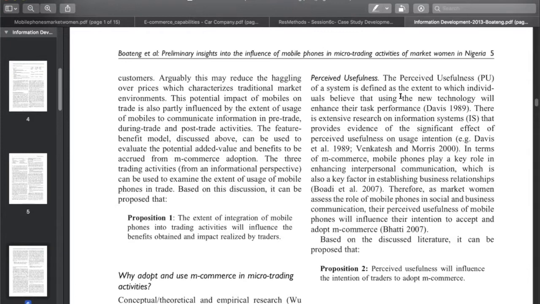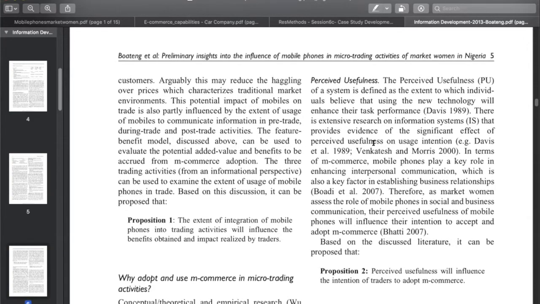Based on the discussed literature, it can be proposed that, so then we develop a proposition. Somebody will say it was quantitative, so they say we develop a hypothesis. We develop a proposition: perceived usefulness will influence the intention of traders to adopt mobile commerce.